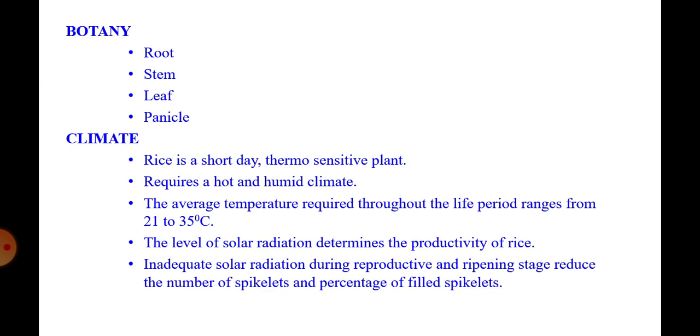Now climate. Rice is a short day thermosensitive plant. It requires hot and humid climate. The regions having high humidity, prolonged sunshine and assured supply of water are best suited for rice cultivation. The average temperature required throughout the life period ranges from 21 to 35 degrees centigrade. The level of solar radiation determines the productivity of rice. Inadequate solar radiation during reproductive stage and ripening stage reduces the number of spikelets and percentage of filled spikelets.